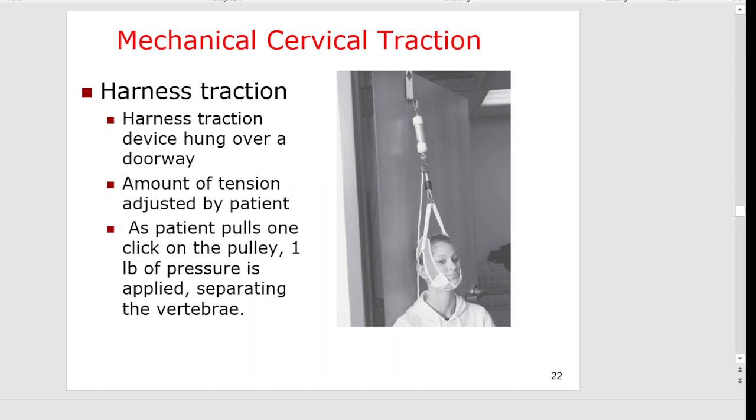The one applying the tension is your patient, no? I also hang it on the doorway. So actually, I have a harness traction here in the office, I just don't have one here in the lab, no? So that is for the cervical. This one is the mechanical traction.